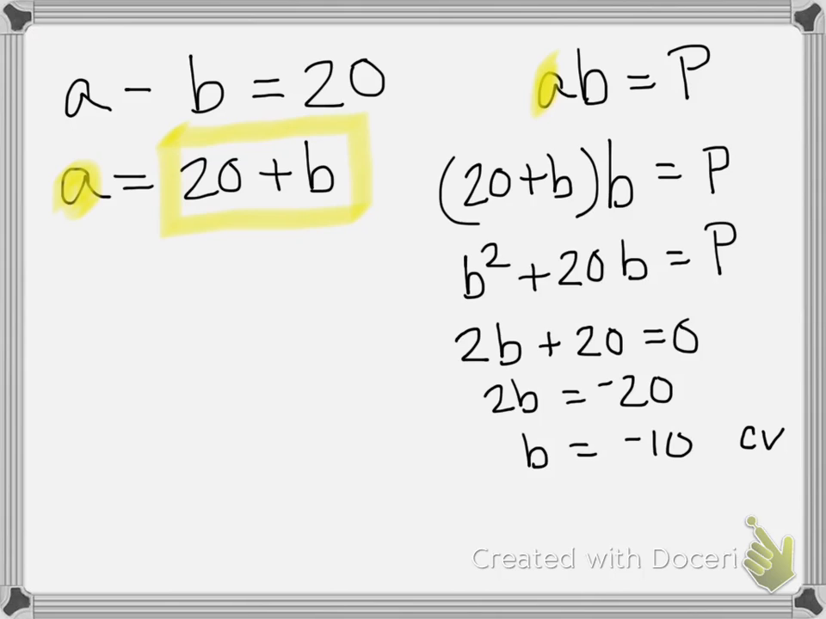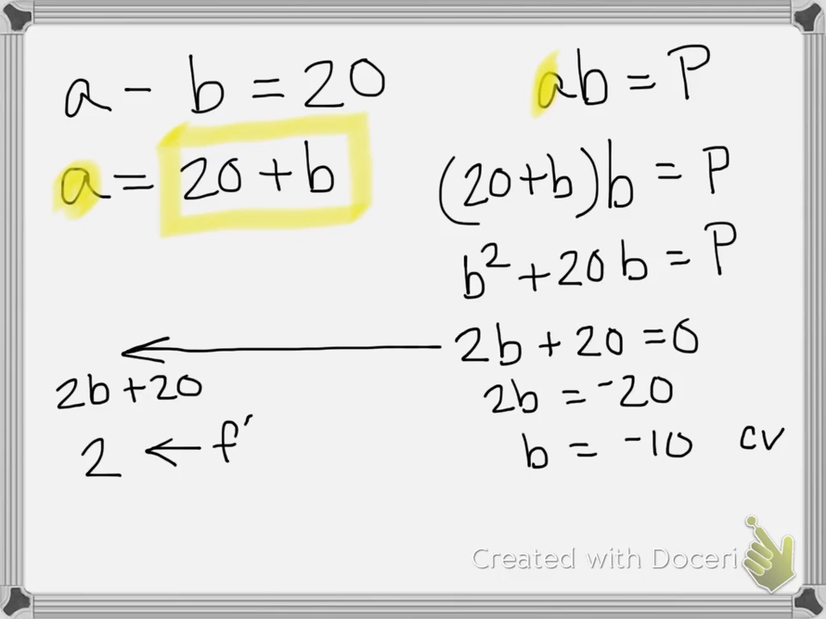From there, we had our first derivative was equal to 2B plus 20. So if we take the derivative of that, we're just left with 2. And so that is actually f double prime, and we see that that is greater than 0, which satisfies that we have a minimum.